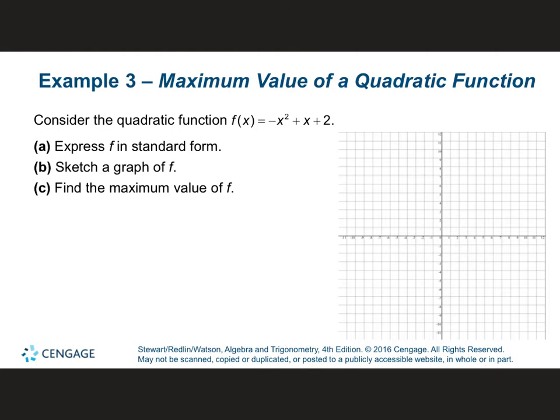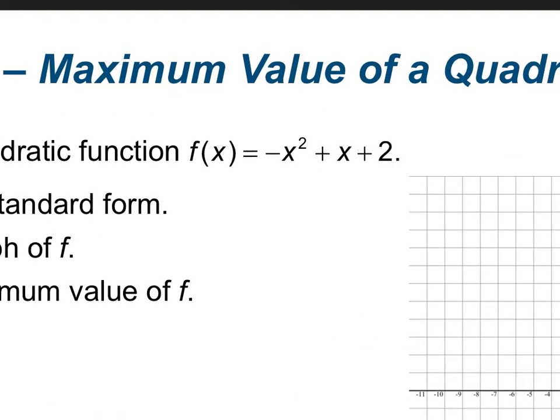We're expressing this in standard form and then sketching the graph and finding the maximum value of f. So first thing I'm going to do here, I have a negative there. I don't want the negative there. So I'm going to put parentheses around these two, factor out the negative 1. I have x squared minus x plus 2.